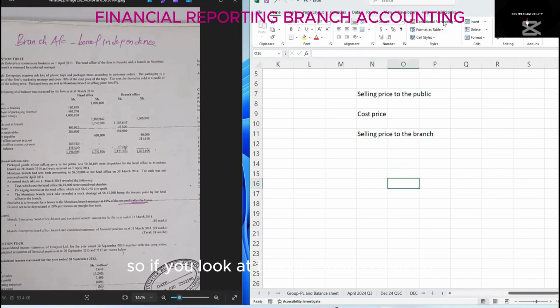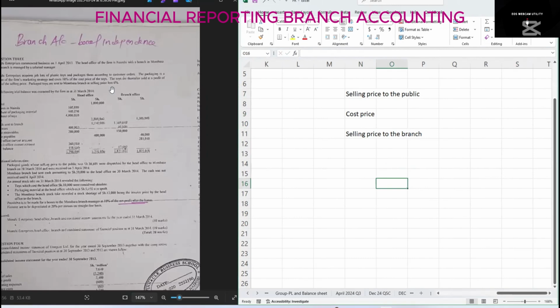So if you look at this question, we've been told that the profit is 12% of the selling price. So let's say that the selling price to the public is 100%. This 100% is inclusive of the profit margin. What profit margin have we been given?